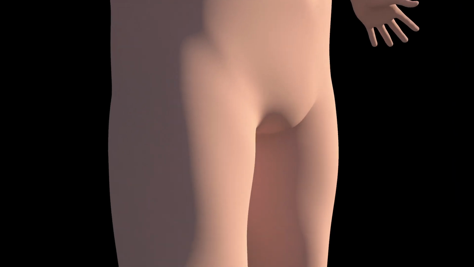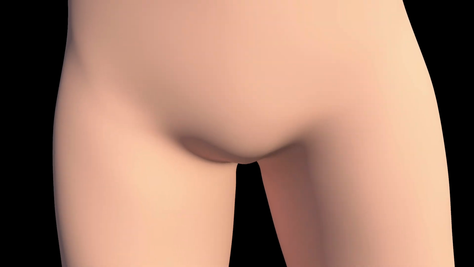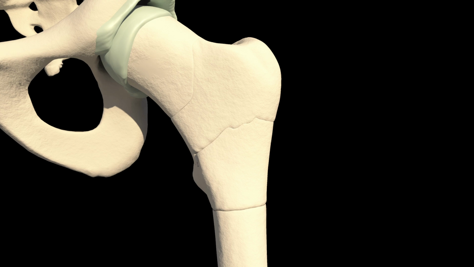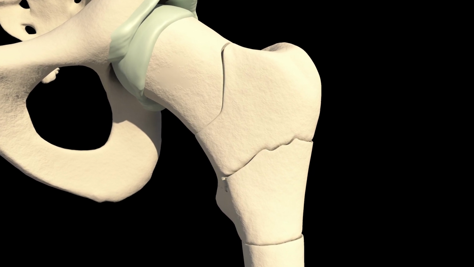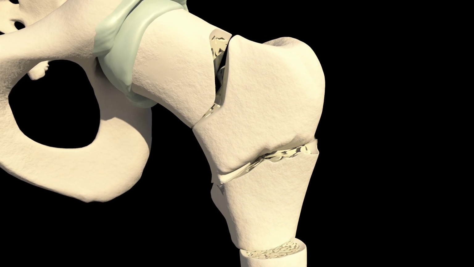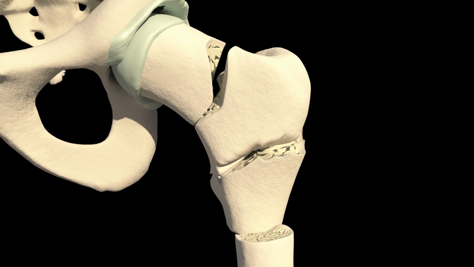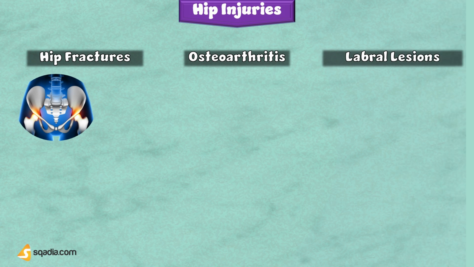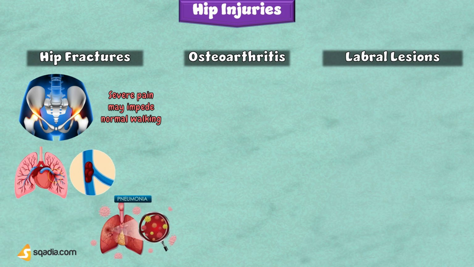A hip fracture is a serious injury that occurs when the upper part of the femur is broken. As you can see here, the bone can be fractured at different places. This type of fracture typically occurs in older adults, particularly those over the age of 65, and is often the result of a fall. Hip fractures can be very painful and can make it difficult or impossible to walk. In addition, they can increase the risk of other health problems, such as blood clots and pneumonia, particularly in older adults who may have other medical conditions.